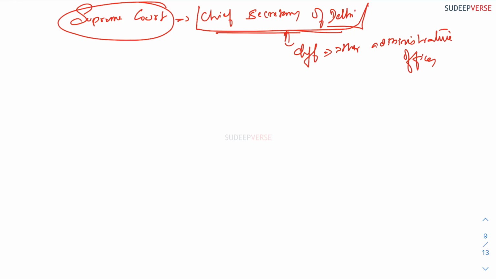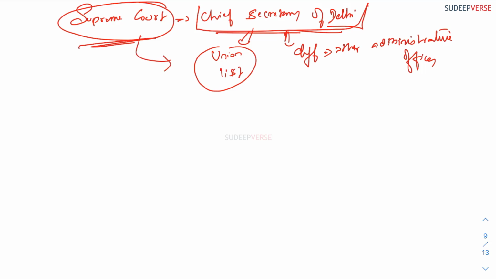Okay, so it said that the Chief Secretary of Delhi, this office is different from other administrative offices because the Chief Secretary will handle subjects that are present in the Union List, and because the Chief Secretary handles subjects that are present in the Union List, that means that the Chief Secretary can be handled in a different way. Okay, so this is what was told by the Supreme Court.